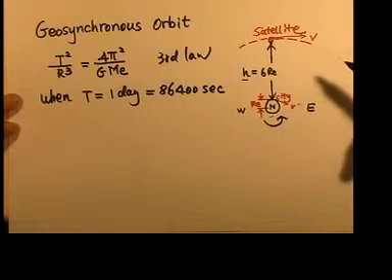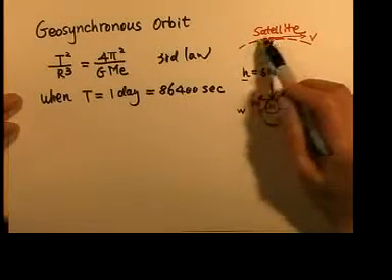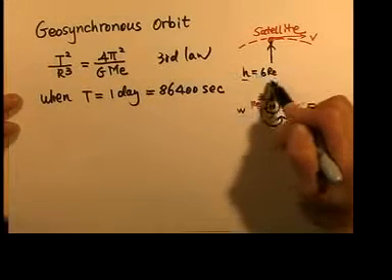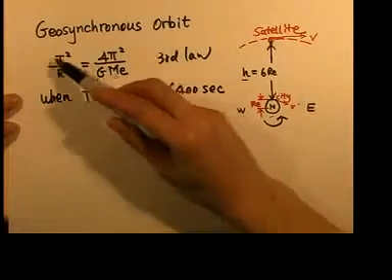This is the so-called geosynchronous orbit. How far exactly is this orbit above the surface of the Earth? Well, the height is relatively close to 6 RE. I'm going to prove that. So let's start from here.